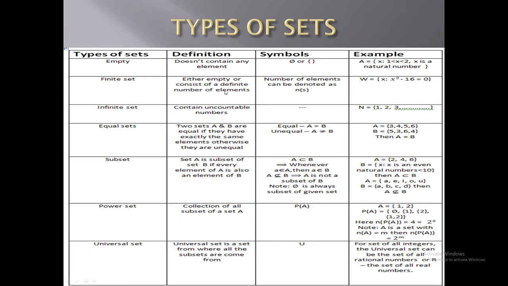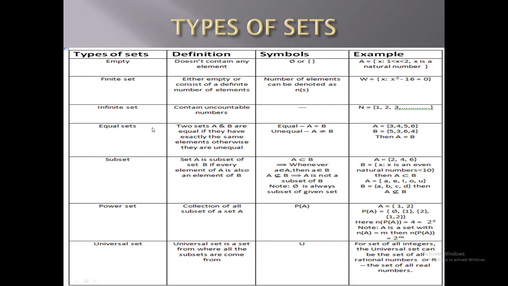Finite set: either empty or consists of a definite number of elements. So number of elements here can be denoted as n of S. If we take W equal to x such that x square minus 16 equal to 0, this set will contain only one element, that is 4. So n of S equal to 1. Infinite set: it contains uncountable number of elements. Example: N equal to set of all natural numbers, set of all whole numbers, like that.